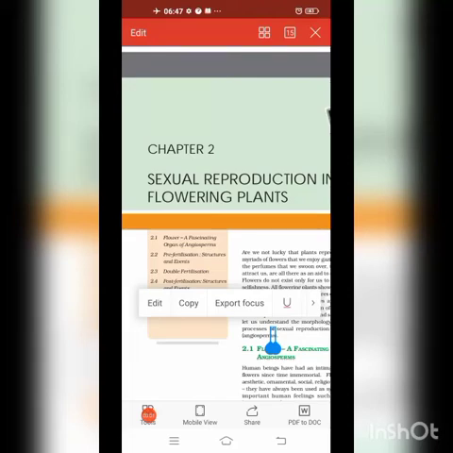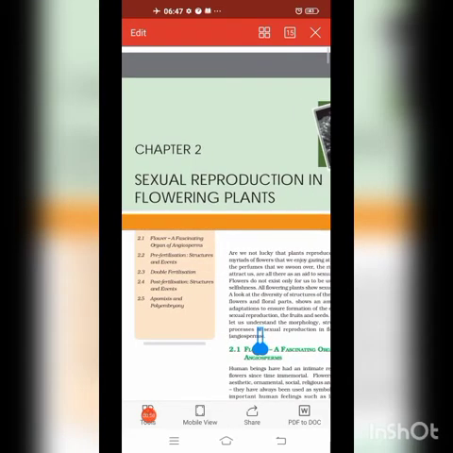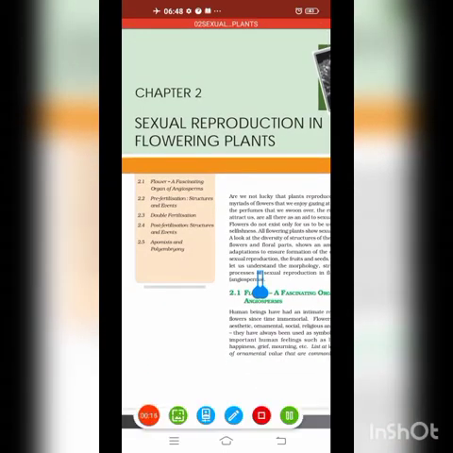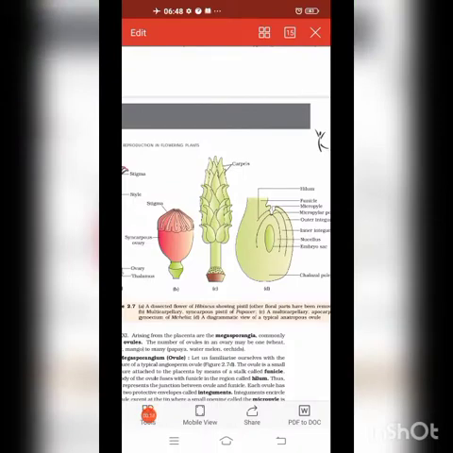Children, in the previous videos we were studying chapter 2, sexual reproduction in flowering plants, isn't it? In that, we have studied the structure of the ovule. Do you remember where ovules are present? Ovules are present in the ovary of the female part of the flower. What is the female part of the flower? Carpels, isn't it? Each carpel has style, stigma and ovary, and inside the ovary, ovules are located.